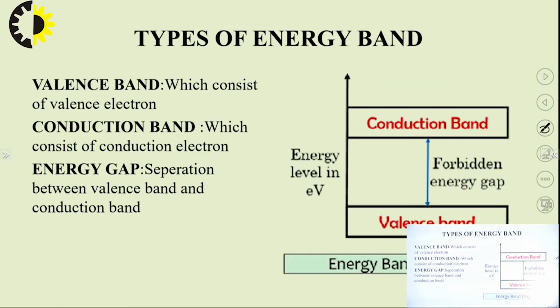Next we have the types of energy bands, which I have discussed already, that is the valence band, which consists of valence electrons, and the conduction band, which consists of conduction electrons. The energy gap is basically the separation between the valence band and the conduction band. We can see from this figure that there is a forbidden energy gap between the valence band and the conduction band. We measure energy levels in electron volts. There can be multiple metastable states in between the valence and the conduction band.